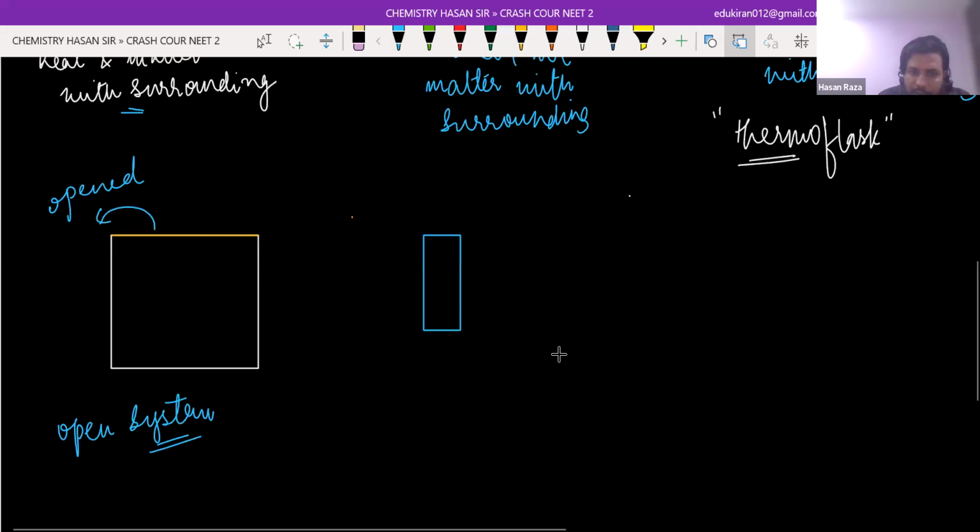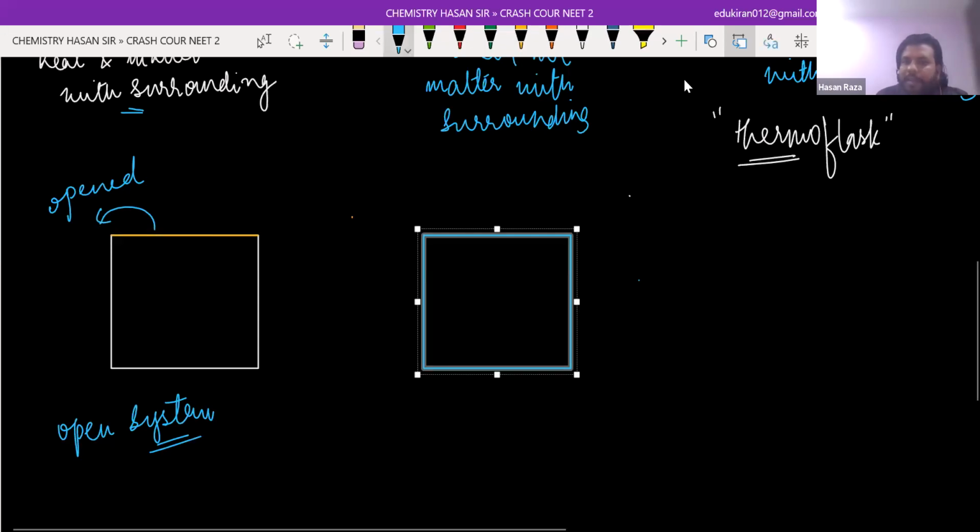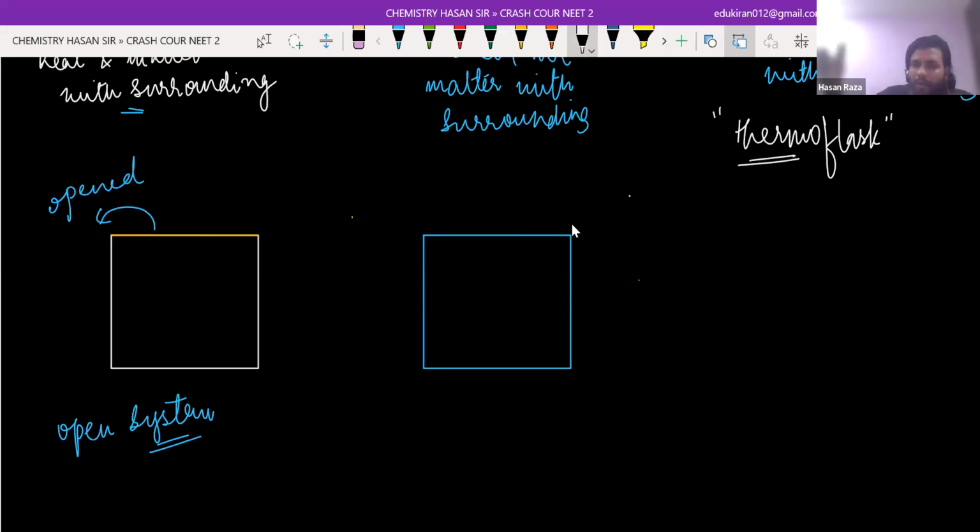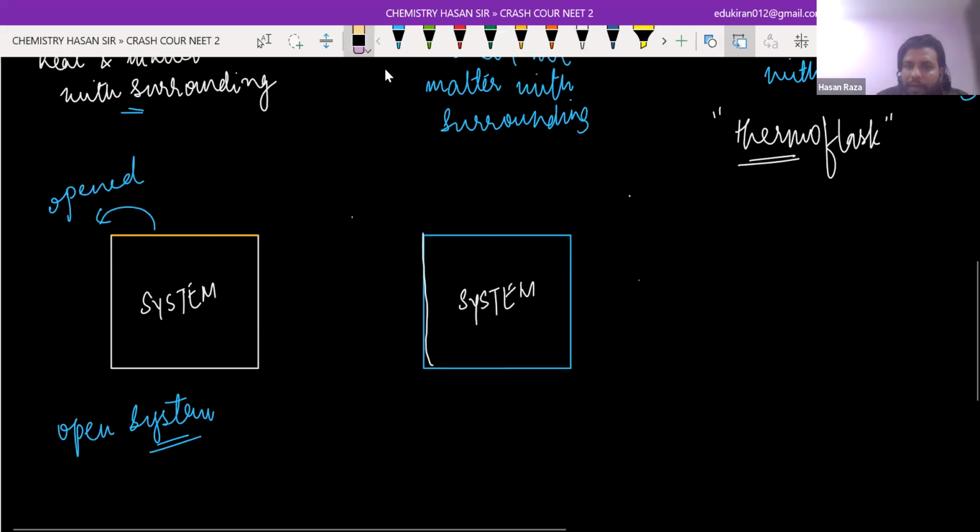Now the next is, see, this is closed from all the sides, and this you can see is your system. In the same way, this is also your system. But the boundary, this is your boundary, because as you can see, just after the system there will be surrounding. So this is called boundary. This is also the boundary of the open system.